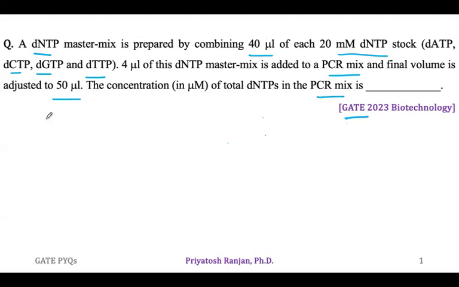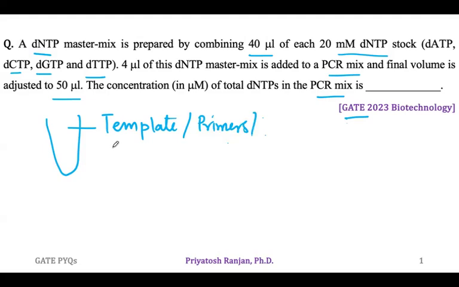So as we all are aware, while setting up a PCR reaction, the different components which are added to the tube are template DNA, forward and reverse primers, thermostable DNA polymerase, assay buffer, and dNTPs.